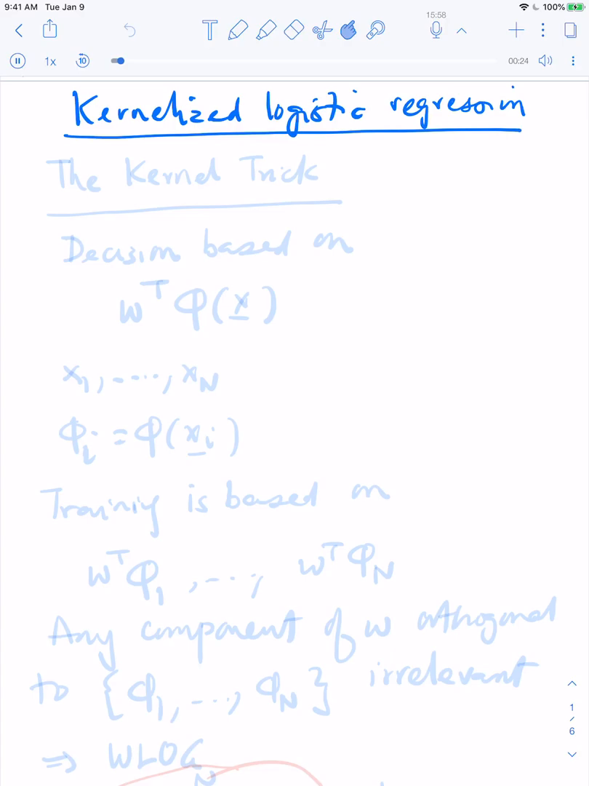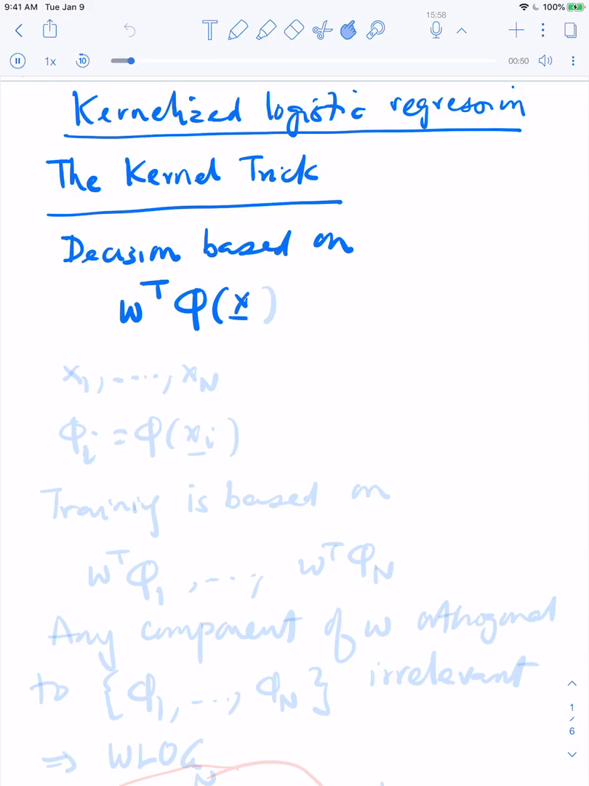So let's talk about first what is called the kernel trick. That goes beyond logistic regression. It's true for pretty much any regression. So basically, suppose your decision or whatever you want to do is based on some linear function of some feature vector phi, right? So this is what my decision is based on. This could be regression, classification, whatever.